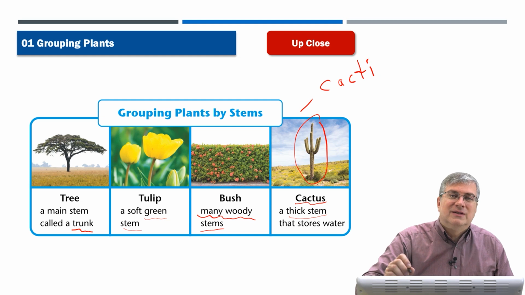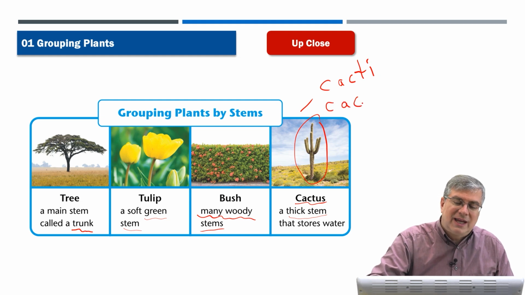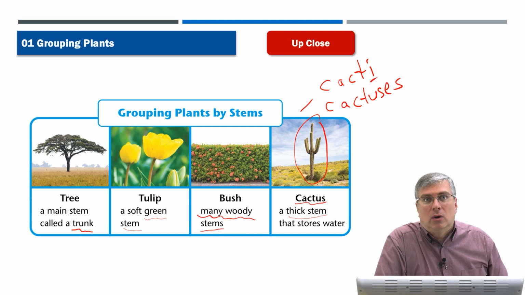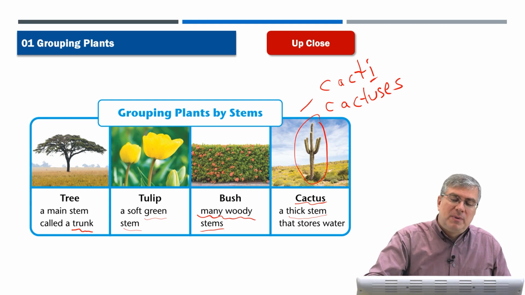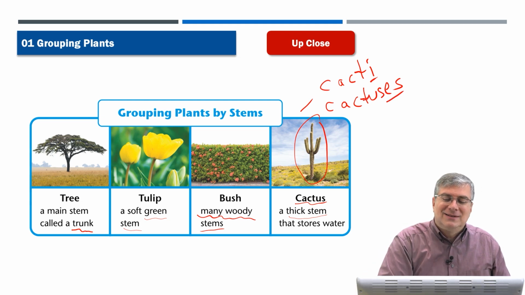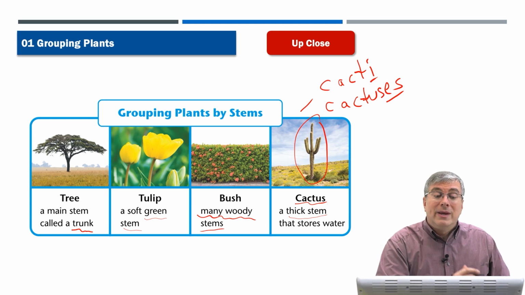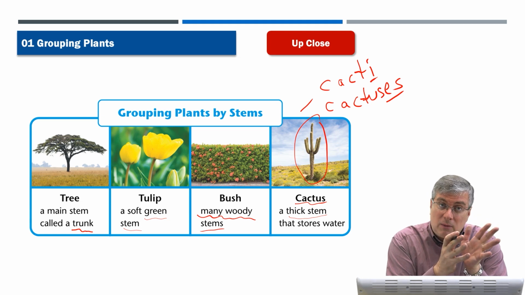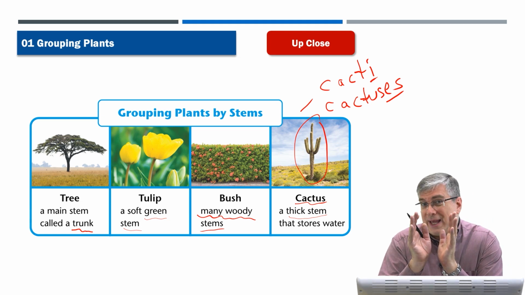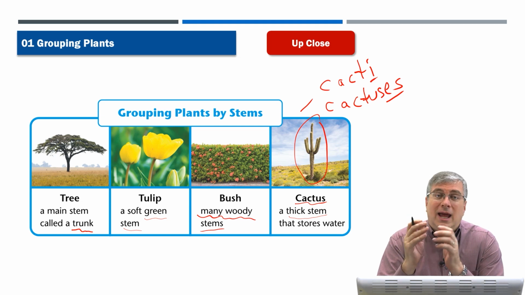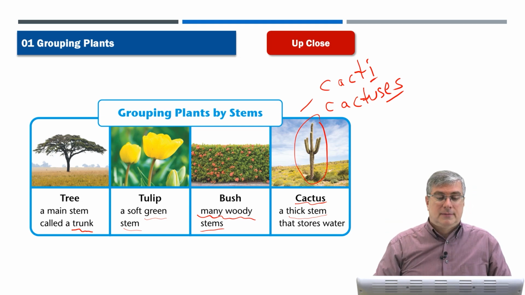So cacti, let me just spell it for you. The plural of cactus is cacti, but a lot of people also just say cactuses. Cacti is the old Latin plural of cactus, but most people don't know that, they don't care, and they just put es at the end, cactuses. Same thing with octopi or octopuses, right? So, same thing. But anyway, cactuses will have thick stems that store water. Okay, so we can group plants by whether they make flowers, how do they reproduce. We can also group plants by their physical characteristics, and one way is by their stems.